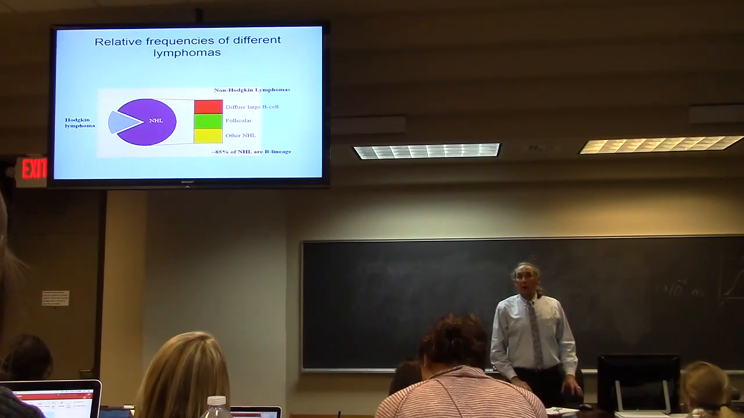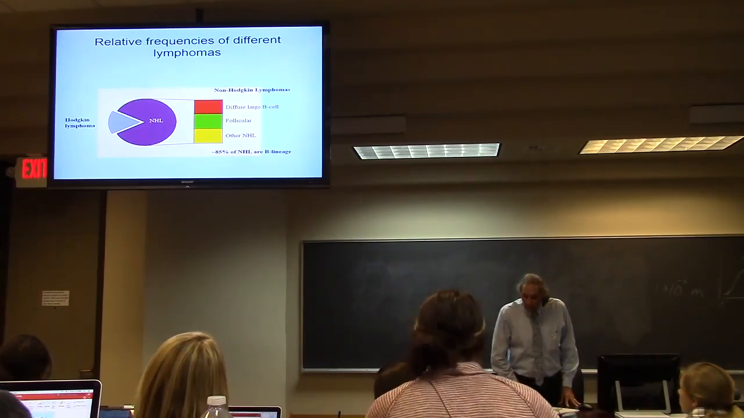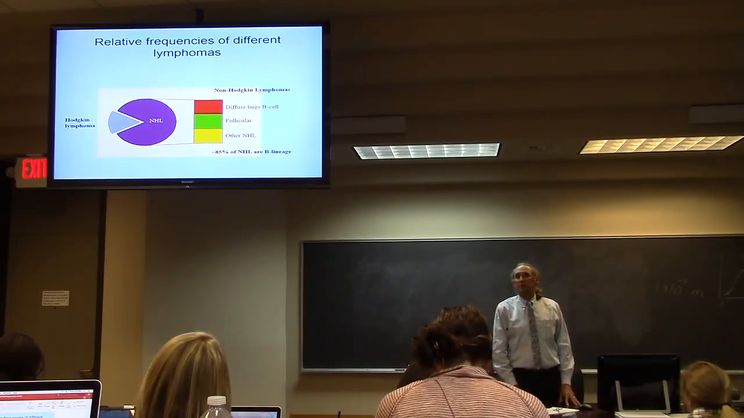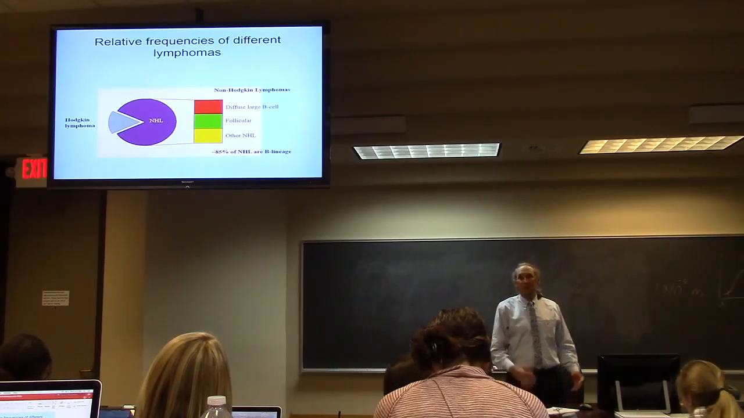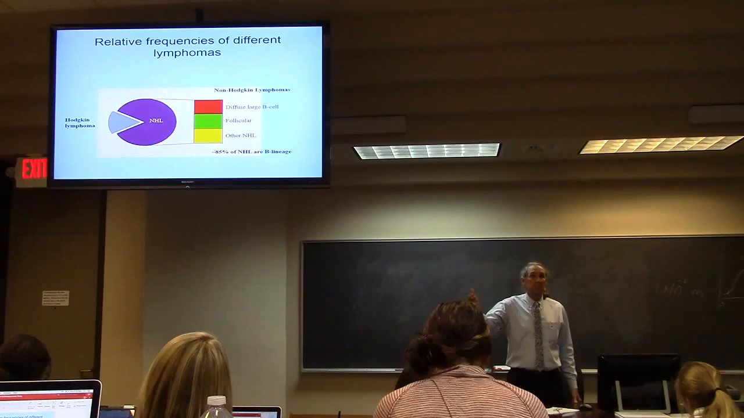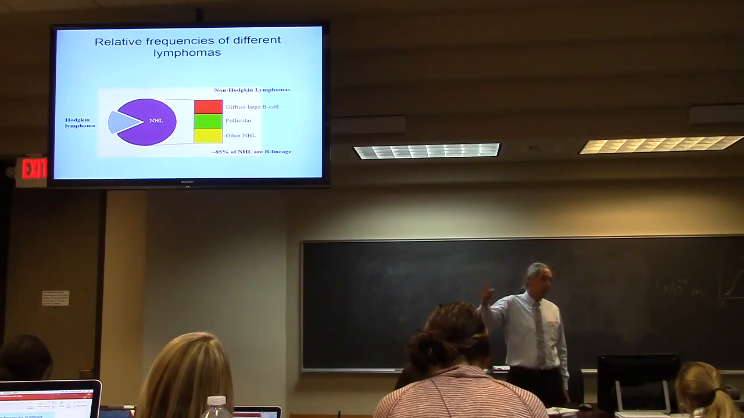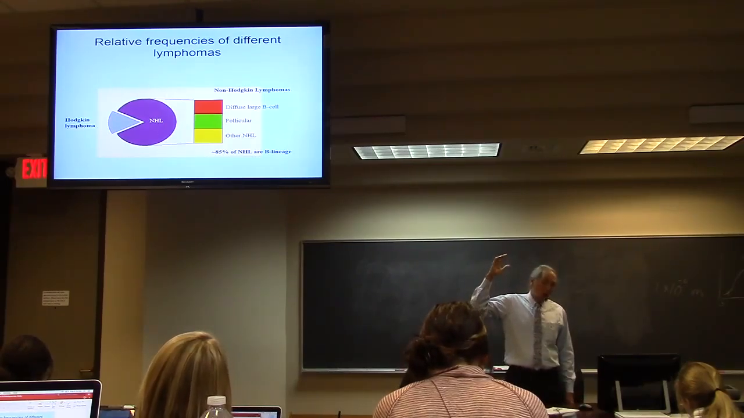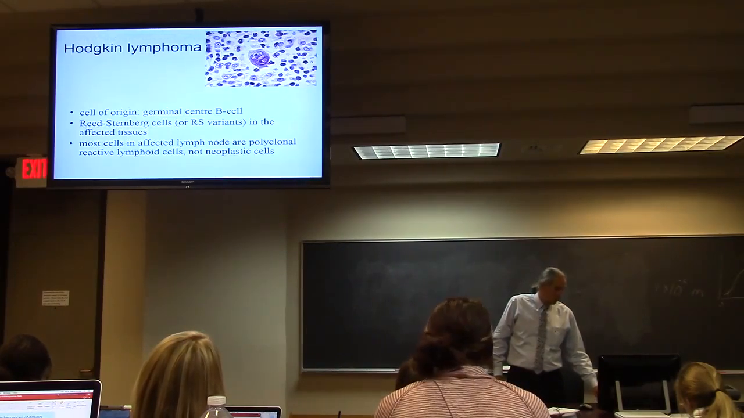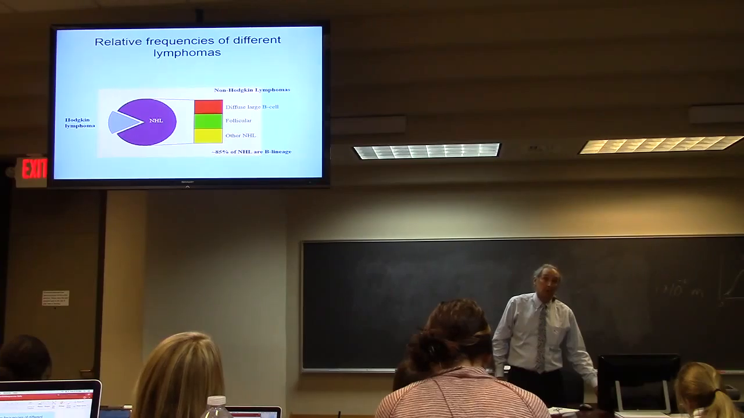So this slide demonstrates the relative frequency of the different lymphomas. You can see that Hodgkin's disease is the least common of them. And the NHL, non-Hodgkin's lymphoma, there are really two that are the most common. That's a diffuse large B cell, and there we go with another B cell. Follicular lymphoma, which is also a B cell. And then there's a whole bunch of other ones. I'll show you how many other ones there are here.